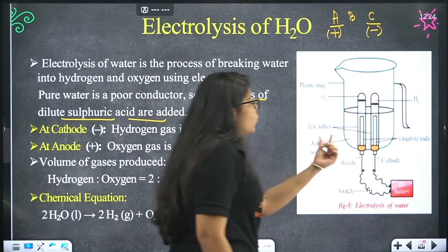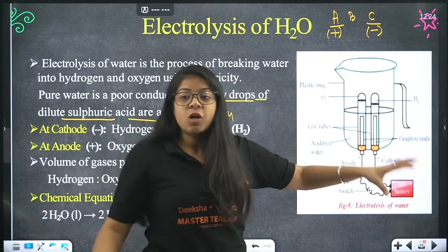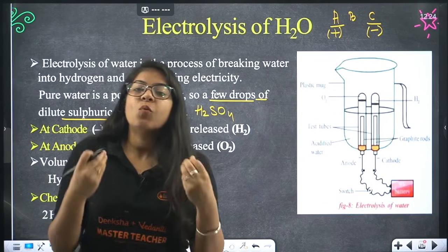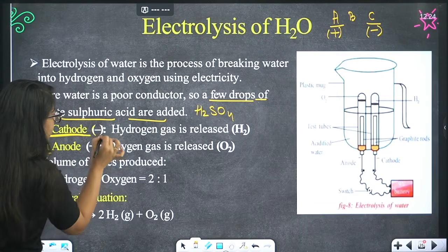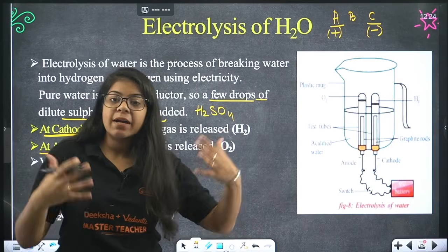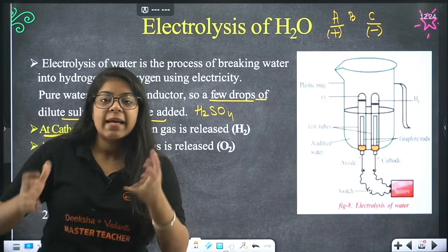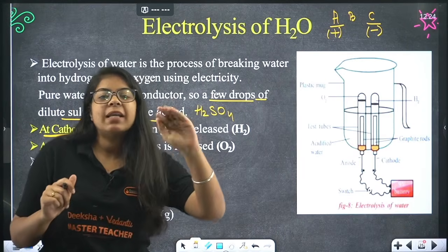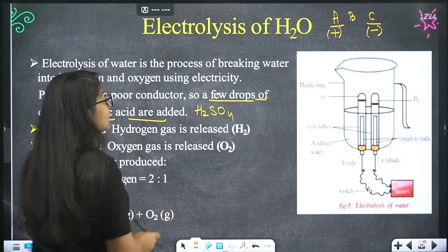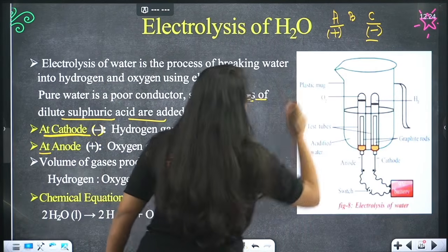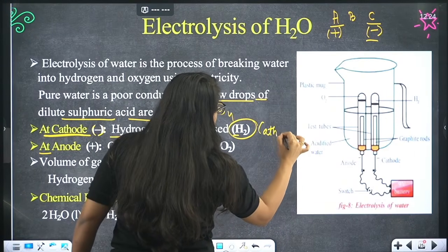Now beta, anode and cathode are there. Anode is positively charged, cathode is negatively charged. So when you pass current through these, what happens? At the cathode, which is negatively charged, hydrogen's tendency is to lose electrons. It has one electron only, and one electron can be easily lost, right? So it will be H+. This positive ion will go where? Towards the negative. So hydrogen gas is released where, beta? It is released at the cathode.